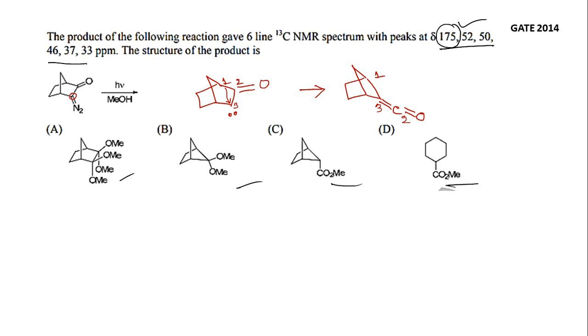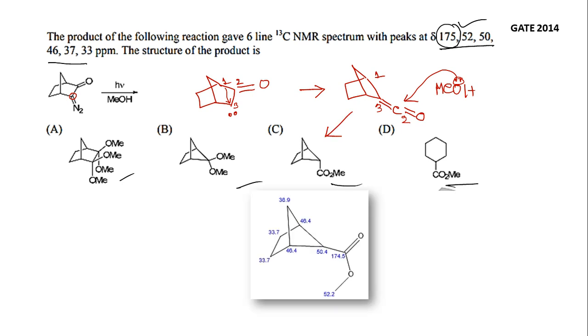So here basically the 1,2 bond is broken and the 1,3 bond is formed. Now in the presence of MeOH, it will attack here and there will be formation of CO2Me, and this C-C bond will no longer be present. So it is matching with this one, that is option C.